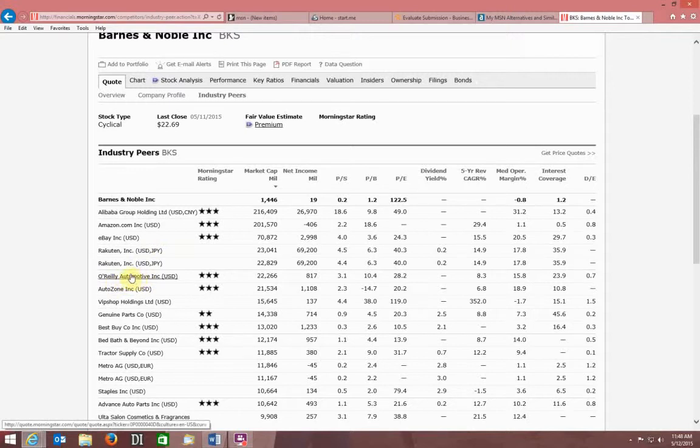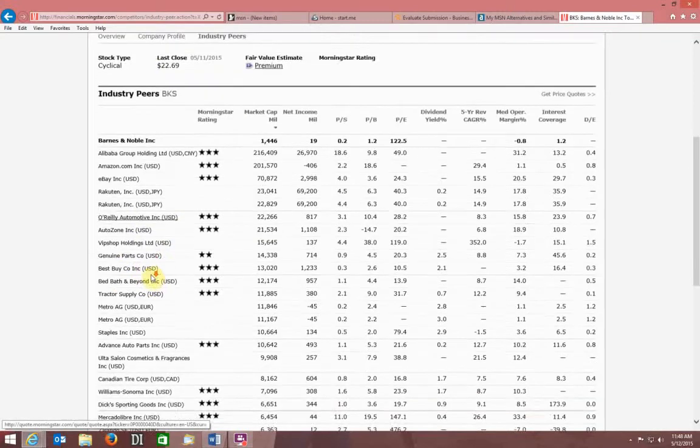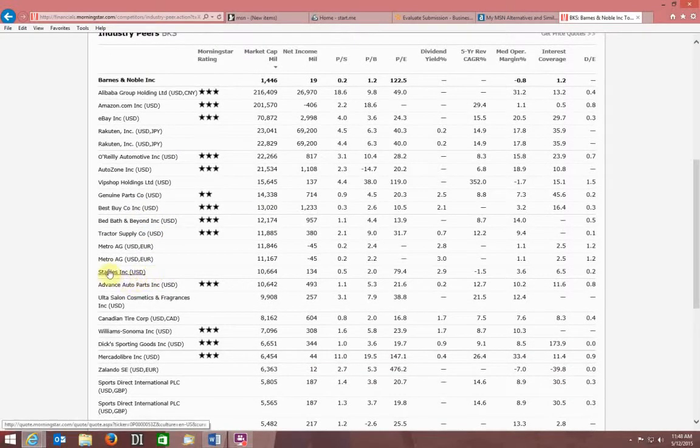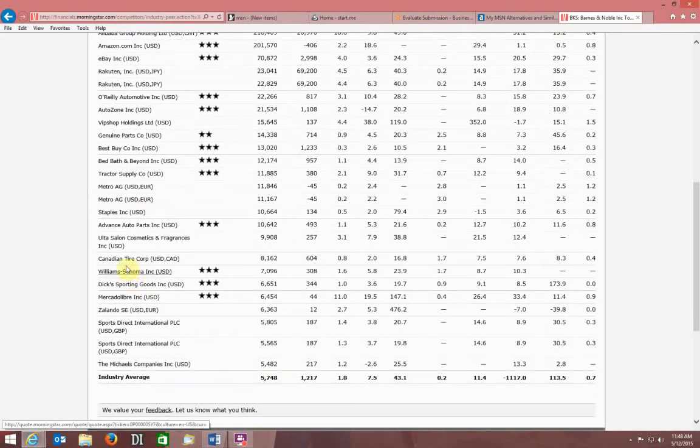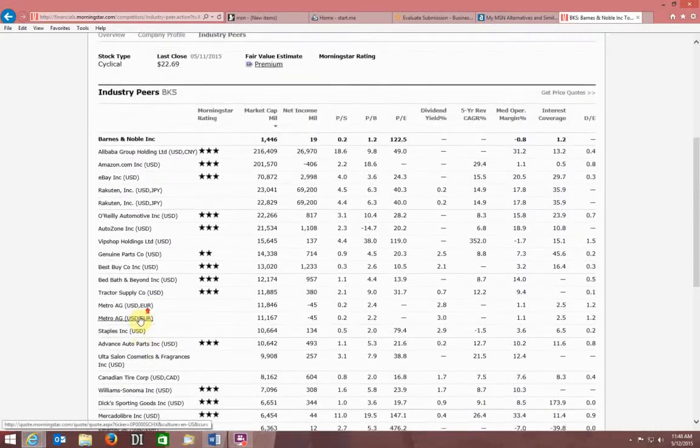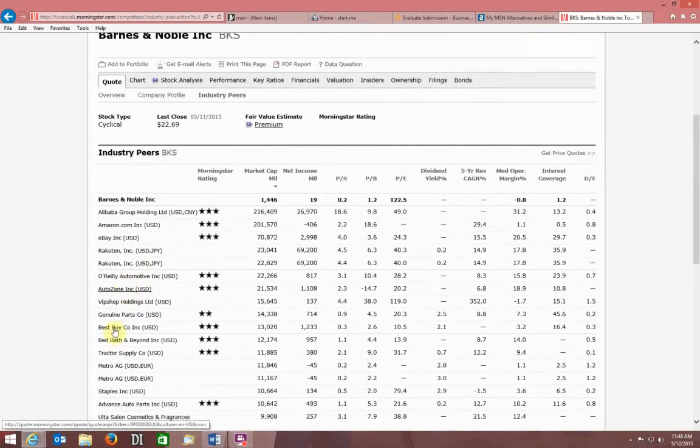Several in here just don't fit, as you can see. O'Reilly Automotive, I don't think that fits. A lot of these just don't fit. You can look at it and you can just tell, that doesn't fit, that doesn't fit, that doesn't fit. Almost none of these fit. Amazon's probably the closest in terms of what they actually do, but look how much bigger Amazon is as compared to Barnes and Noble, and Alibaba too.